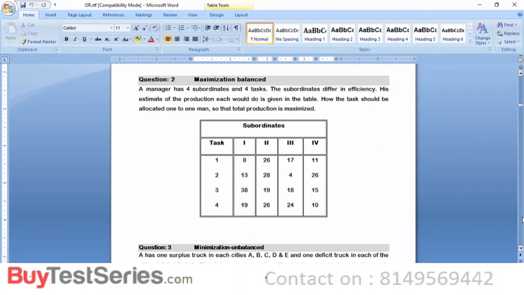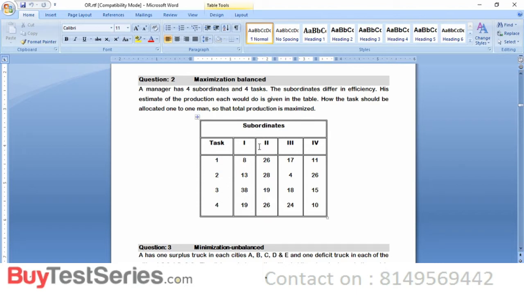Okay, Nana, let's move on to question number 2. A manager has 4 subordinates and 4 tasks. The subordinates differ in efficiency. His estimate of the production each would do is given in the table. How the tasks should be allocated, one to one man, so that the total production is maximized is the question.